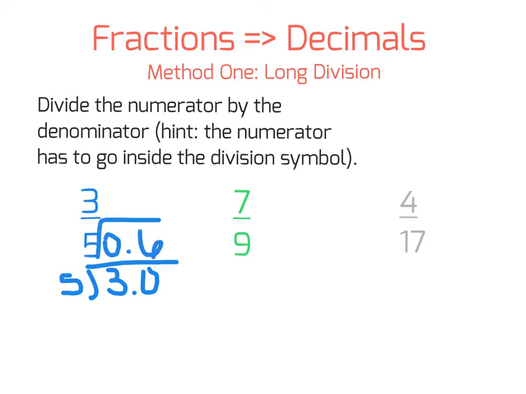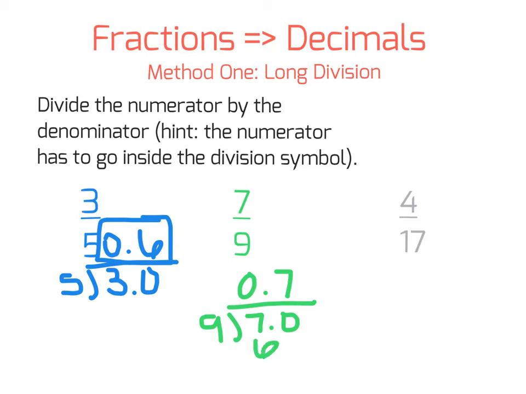So here we go. Here's our answer: 6/10. There it is. There's your decimal. Now, 7 divided by 9. Good. 9 does not go into 7, but it does go into 70. How many times? Well, 7. And 7 times 9 is 63. So, yes, if we subtract, we get 7.